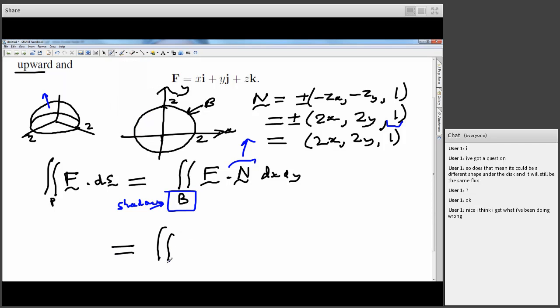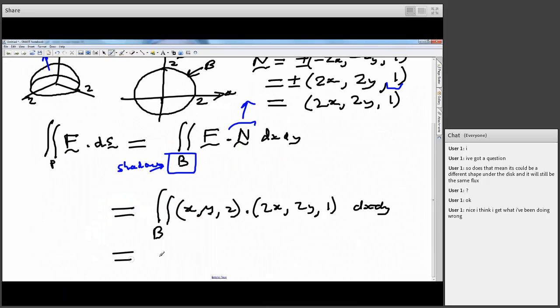So we're integrating over the base, which is this whole disk, which we'll fix up in a second, of f, so x, y, z, dot product with n, so 2x, 2y, and 1 dx dy. And we can write dx dy or dy dx, so whatever you feel like it. So taking the dot product, we're getting 2x squared plus 2y squared plus z dx dy.